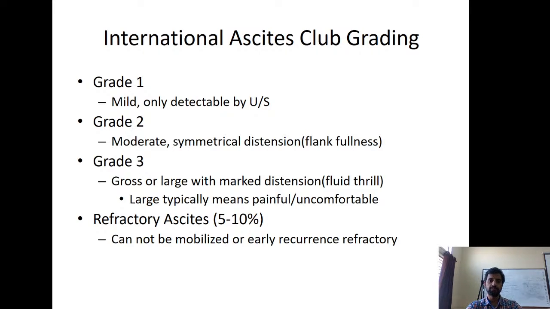It's called grade 2. And grade 3 is when you say there is a fluid thrill. As you know, when you tap one side of the abdomen and you feel the thrill on the other side, that means the fluid is very taut inside the abdomen. It is grade 3. There is another thing called refractory ascites. This doesn't belong to the grading of ascites, but whenever you treat ascites and it doesn't come down, you call it refractory ascites. This is not done clinically. It doesn't belong to your clinical grading.